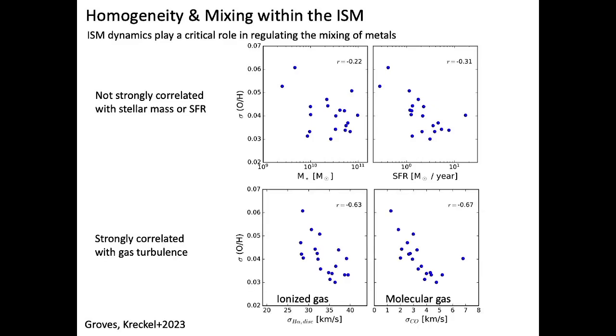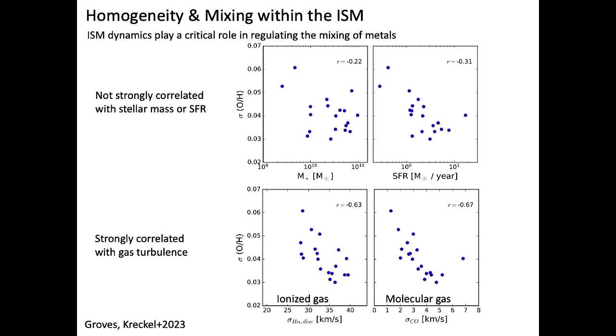What we do see strong correlations with is the gas phase turbulence, measured in the ionized gas and in the molecular gas. In both of these, we see a very clear correlation emerge, suggesting a strong link between the turbulence in the gas phase and the ability of that galaxy disk to well mix its metals, right? So all of the things with high turbulence have the most homogeneity, are the best, most well mixed.